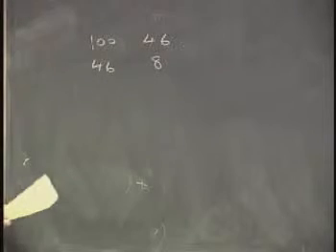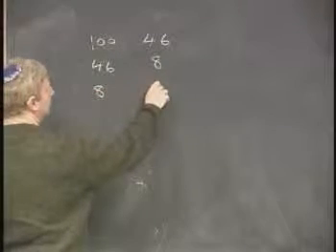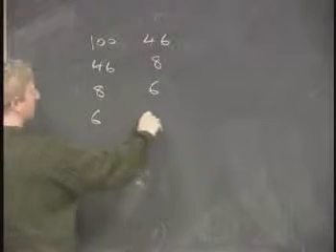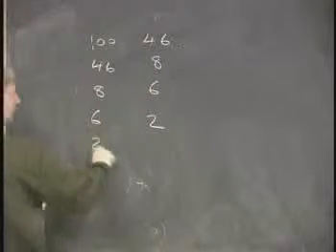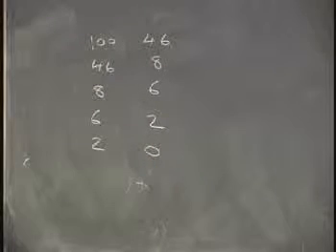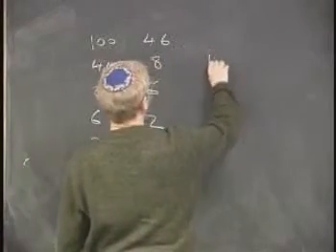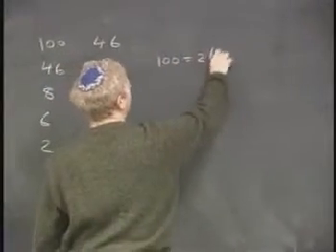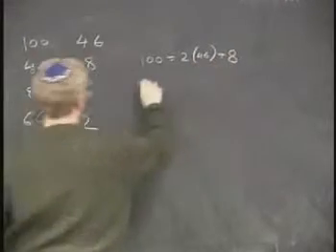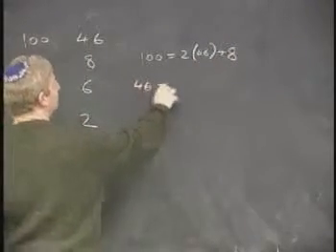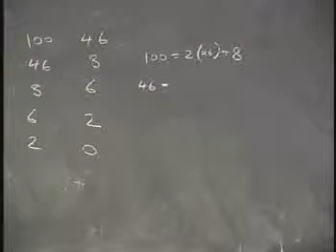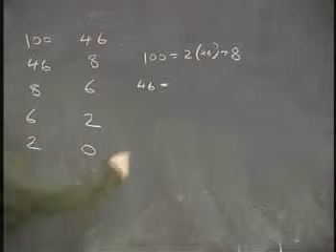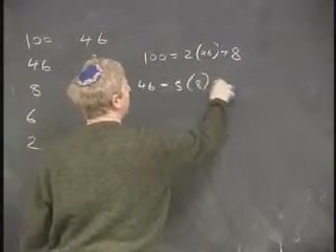And the numbers get smaller fast. They get smaller as fast as Fibonacci numbers grow. All right, 46, 8. So the next pair is 8, 6, and then 6, 2, and then 2, 0. Let's follow our method by writing down what each of these lines mean. This means that 100 equals 2 times 46 plus 8. This means that 46 equals 5 times 8 plus 6.